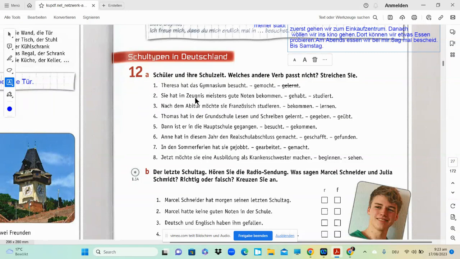Sie hat im Zeugnis, so Zeugnis is the certificate, meistens gute Noten bekommen, gehabt, studiert. So you will say she's got good marks. Okay, so you will say she has, instead of studiert, you will say gehabt. So we are going to strike this out. So let me just try striking this way. Oops.